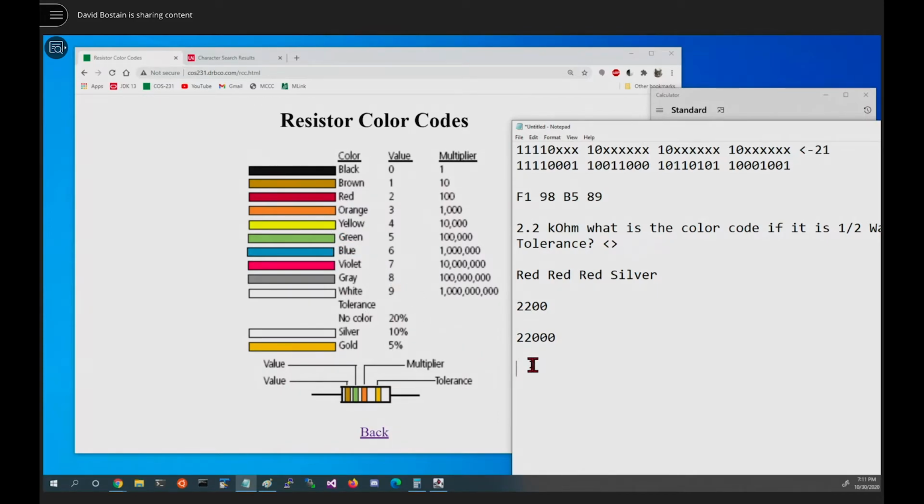What about color codes for a resistor or for a capacitor? If somebody said I have a capacitor and I want to represent, let's use a different number, 33 microfarad. How would I encode that? What's its color code?